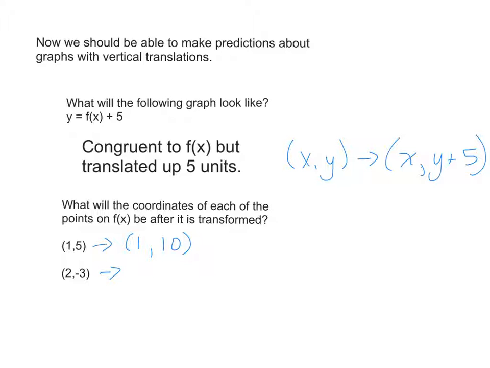2 and negative 3, well, it says that x stays the same, so it's still 2, but y has 5 added to it, so that changes to 2. Negative 3 plus 5 equals 2. So that's where those specific points transform to.